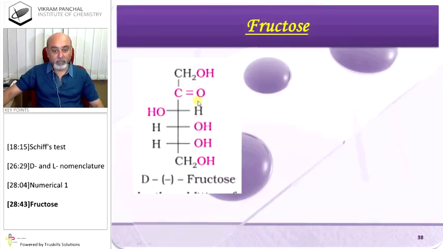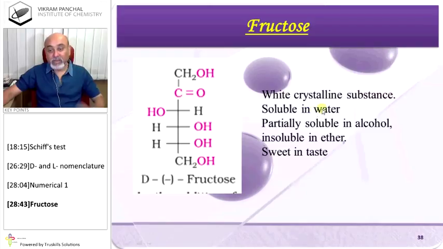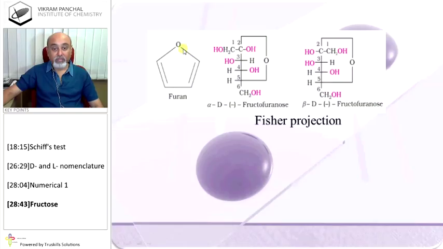Fructose has a ketonic group, and this ketonic group is on the second carbon, and it is having OH on the right hand side on the second last carbon, so it is D minus fructose. It is a white crystalline substance, soluble in water, partially soluble in alcohol, insoluble in ether, sweet in taste. This compound is furan. It is a 5-membered ring, 1 oxygen and 4 carbon.